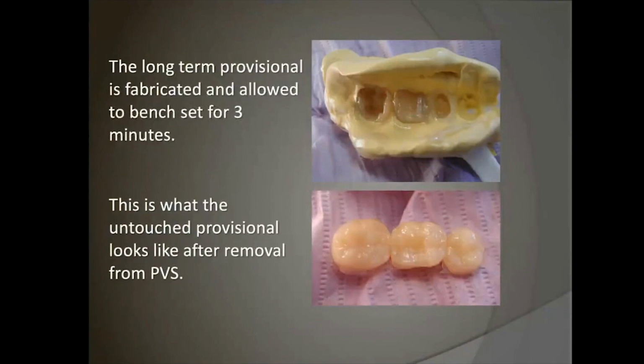And this is what the untouched provisional looks like after removal from the polyvinyl. It looks almost perfect in that regard as far as the original teeth.